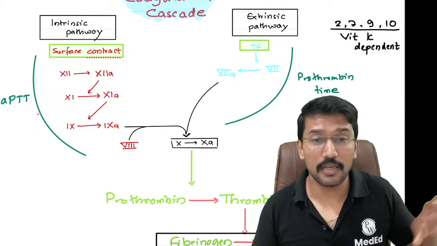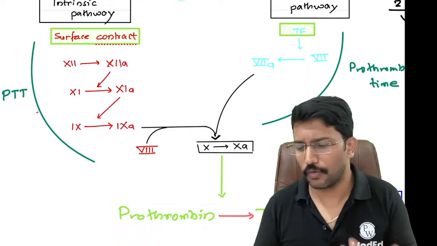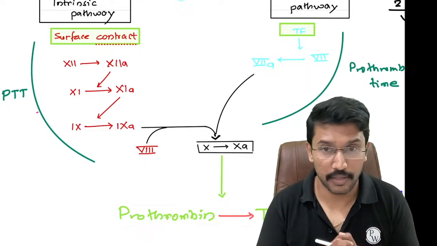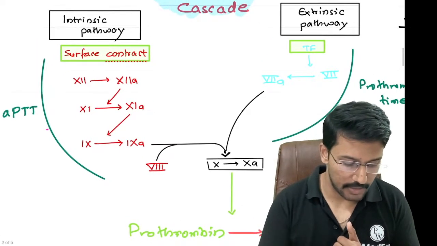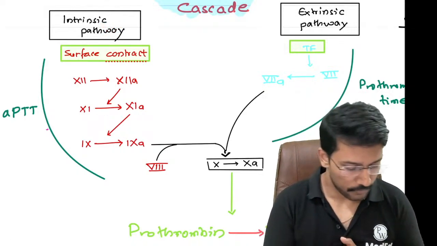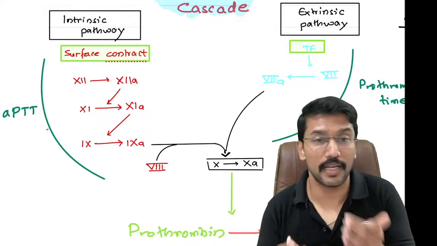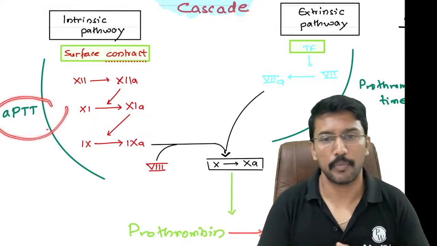So if aPTT is elevated, then I have a defect in the intrinsic pathway. One of the drugs that we are all familiar with is heparin. Heparin primarily interferes with the intrinsic pathway. That is why when we give heparin to someone, we see that aPTT goes up, and whether we are giving the right dose of heparin or not, we assess by looking at the patient's aPTT.